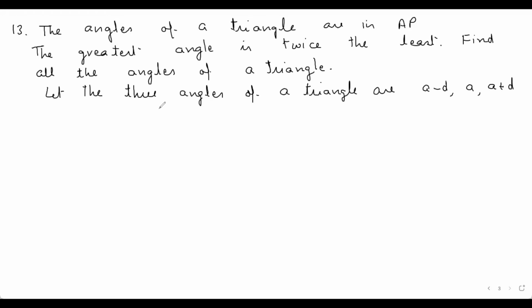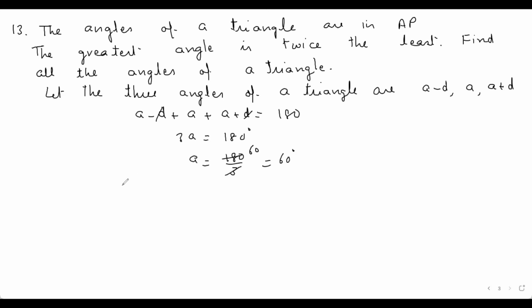And we know sum of angles of a triangle is 180 degree. So A minus D plus A plus D is equal to 180 degree. D and D cancelled. So 3A is equal to 180 degree. So A is equal to 180 upon 3, that is 60 degree.